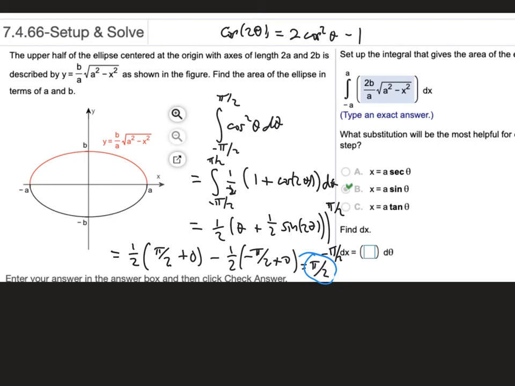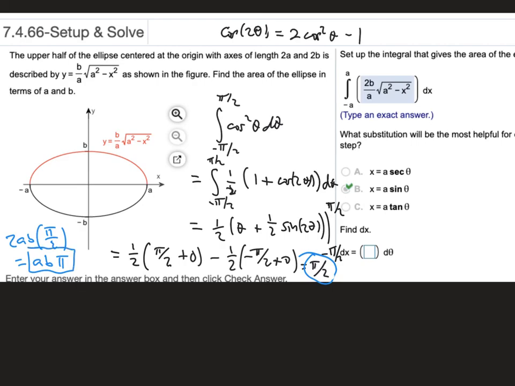So remember, on the previous page, we had that the area was 2ab times the integral, and the integral is pi over 2. So the final answer for the area of the ellipse is the 2ab part times the value of the integral, and so you end up with just ab pi as the area of an ellipse.